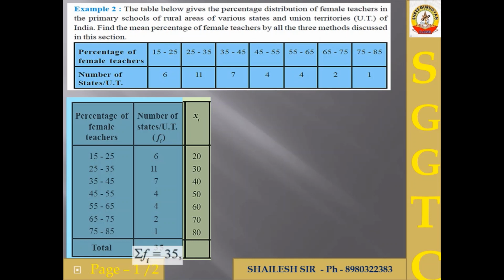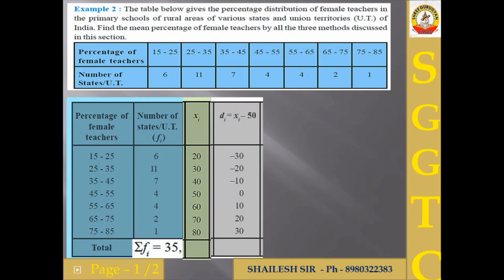Next I go to the first method's di. Yes students, di indicates deviations. I apply it deviation-method wise. See students, in the xi column a total of 7 values are given. You always find the middle value. Yes students, the middle value is always called your assumed mean.